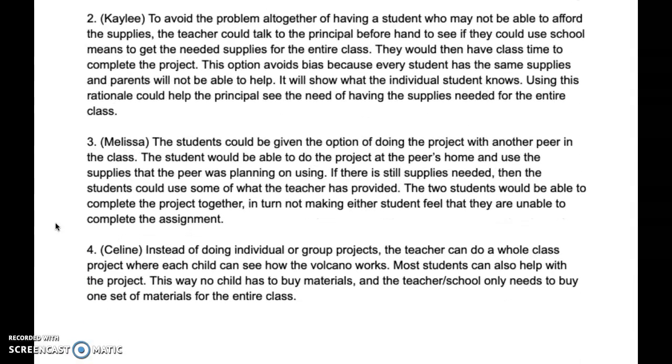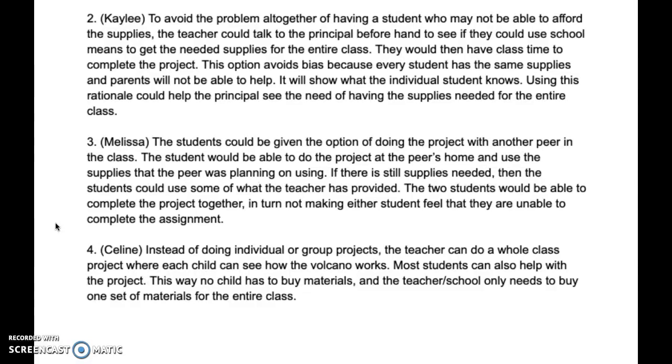Option 2. To avoid the problem altogether of having a student who may not be able to afford the supplies, the teacher could talk to the principal beforehand to see if they could use school means to get the needed supplies for the entire class. They would then have class time to complete the project.